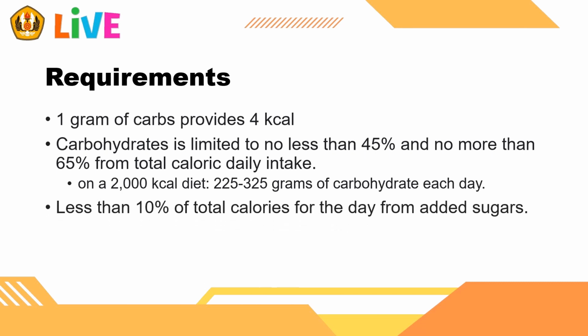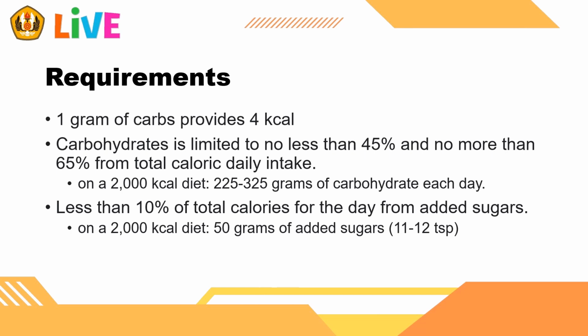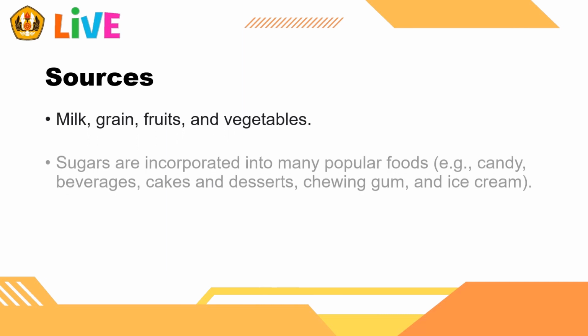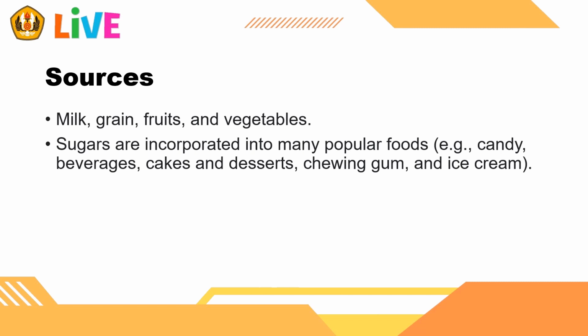It's recommended to consume less than 10% of total calories for the day from added sugars, which would be 11 to 12 teaspoons of added sugars or 200 calories on a 2,000 calorie diet. The adequate total fiber intake is 14 grams per 1,000 calories per day. Carbohydrates are furnished by the following food groups: milk, grain, fruits, and vegetables. Sugars are incorporated into many popular foods such as candy, beverages, cakes and desserts, chewing gum, and ice cream.